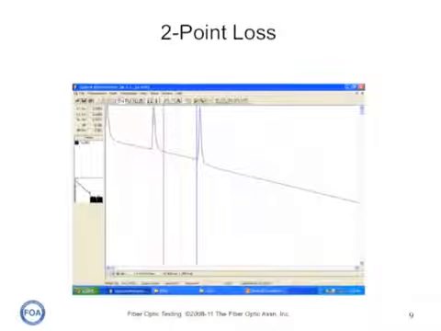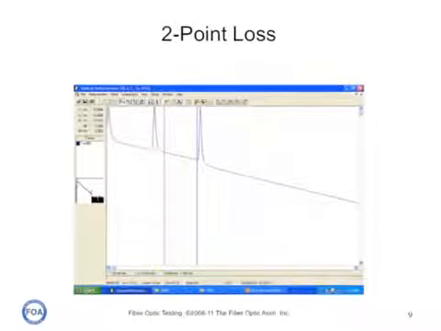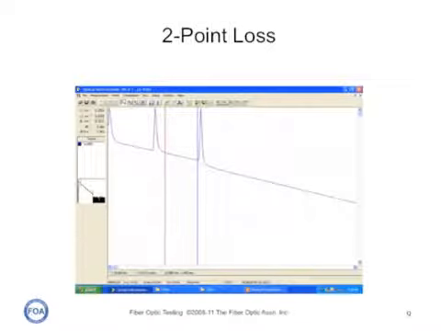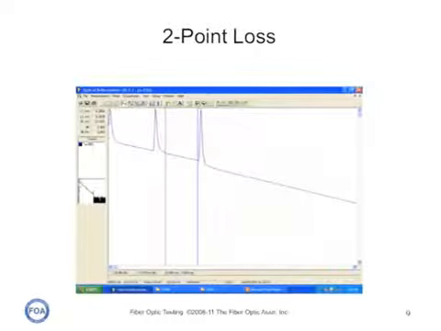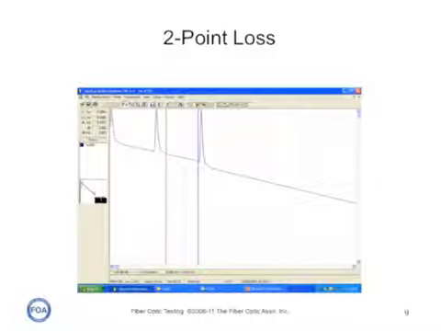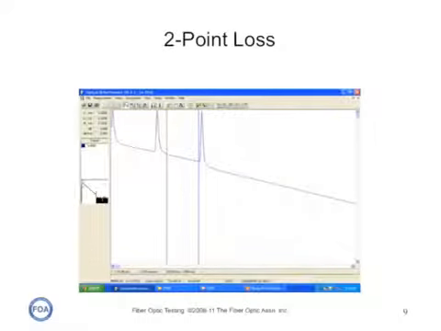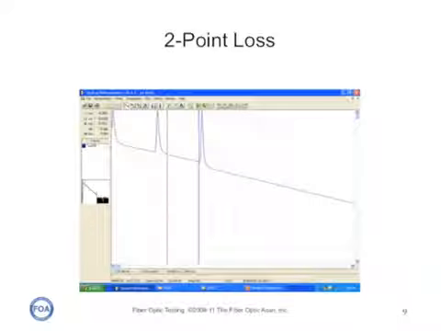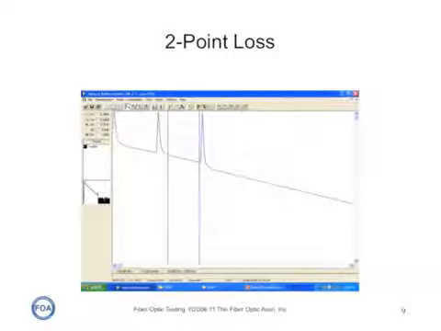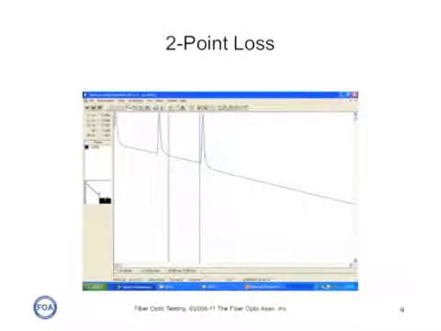In order to measure the loss between two points or two markers on the cable plant, we need to make sure we have a clean section of fiber in between events. As you can see, reflective events have a tendency to have a tail on the far end, and that can affect the accuracy of our measurement. So what we do is we set the two markers after the first event settles down and before the second event starts, and then we measure the attenuation coefficient between those two markers.